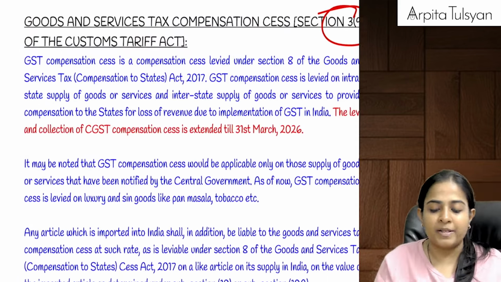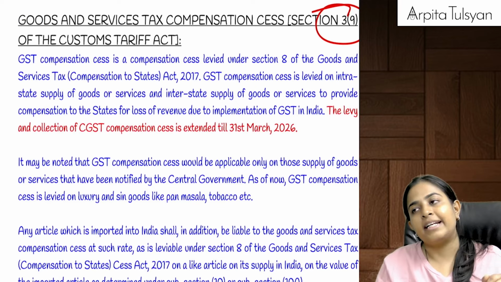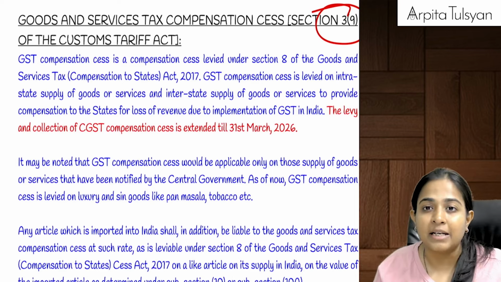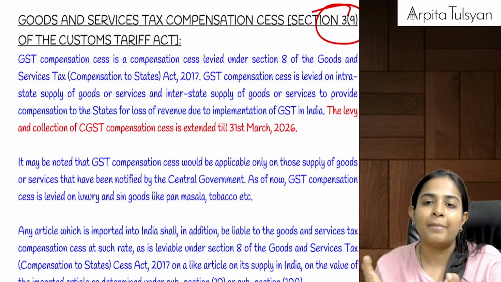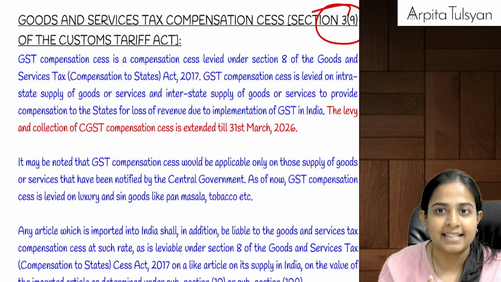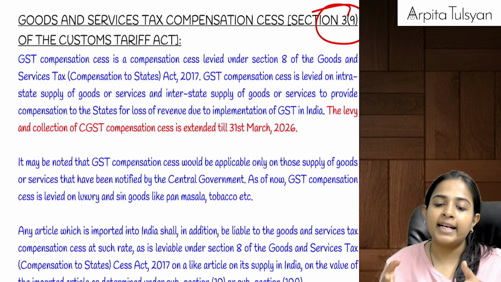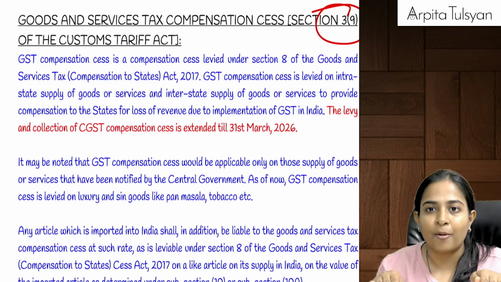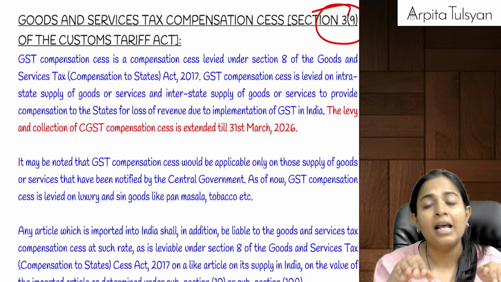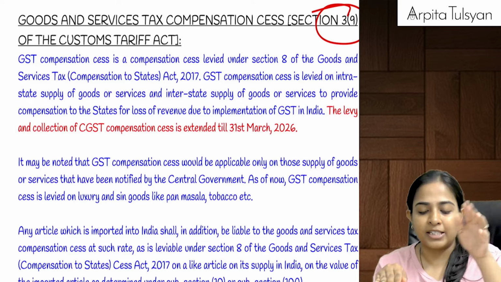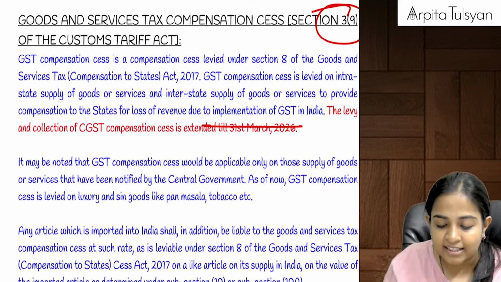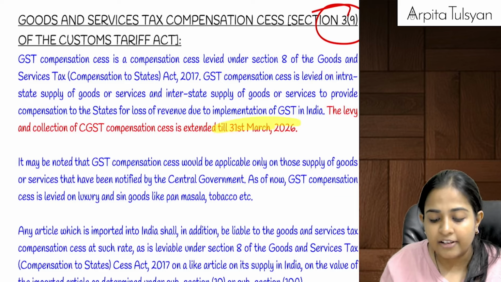Similarly, GST compensation cess. We have already studied that GST compensation cess is levied on some luxury products or sin products. Because of the implementation of GST, there was a loss to the states, so to compensate the states on some products, there is this GST compensation cess. If you are importing the same products from another country, then just as it would have been applicable if you purchased from India, GST compensation cess will be applicable on those products too. Now they have extended this cess till 31st March 2026.